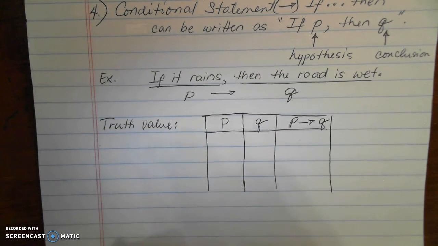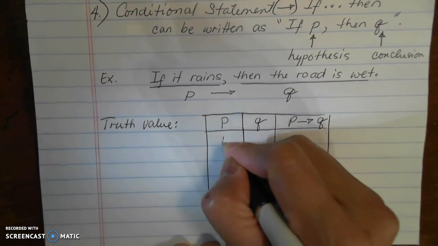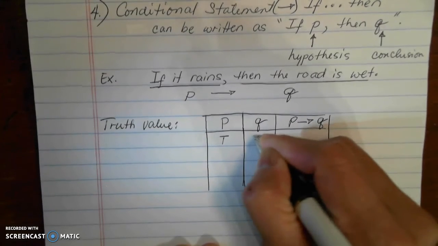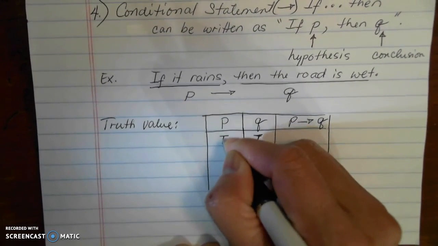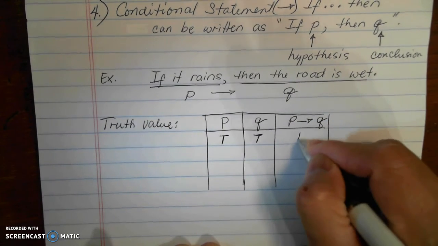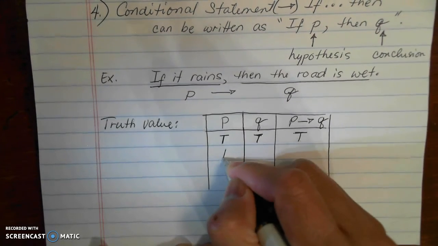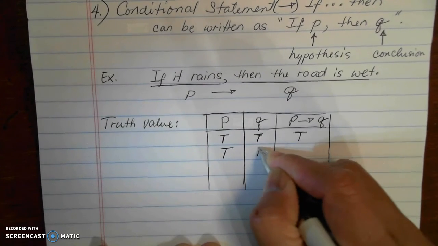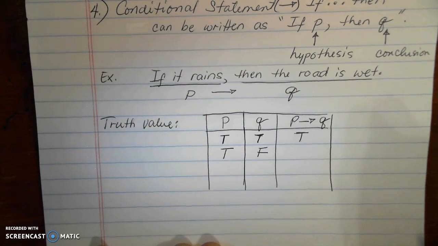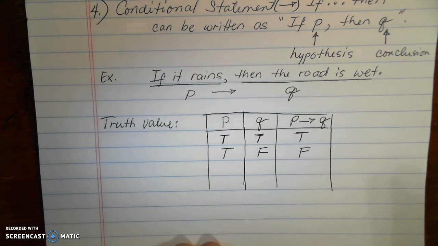So if you say that if it rains, then the road is wet, and then it rains and the road is wet, so definitely your statement is true. But if you say from the very beginning that if it rains, then the road is wet, and then it rained but the road was not wet, then your statement automatically was a false statement.